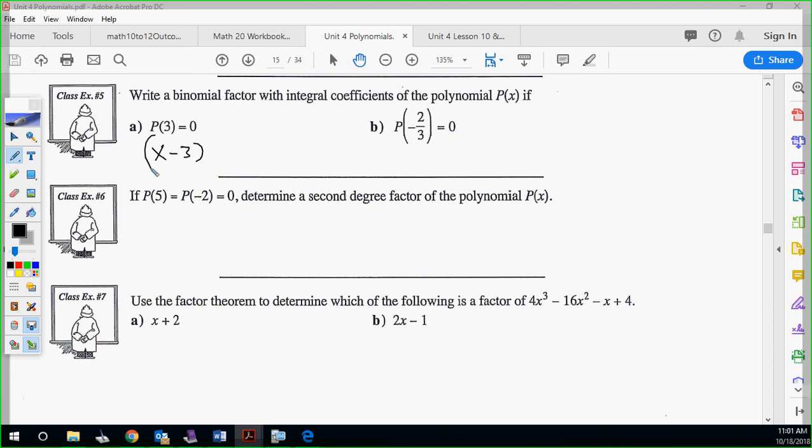The second one's a fraction. Who can see that one? 3x plus 2. Perfect. Now, I like it when you guys are all answering questions. It gets me excited. Okay, good. 3x plus 2.